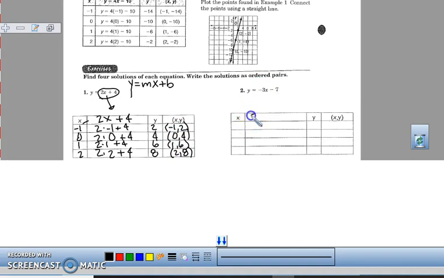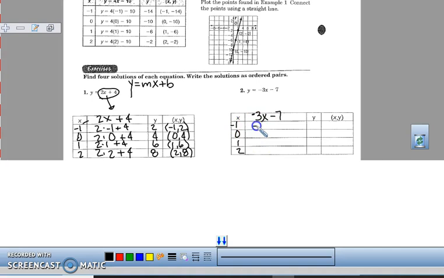All right, for this one, we're going to bring that down, negative 3x minus 7. If you want to change that minus 7 to a plus negative when you're solving, you may. Again, I like to pick small numbers, and I always like to pick at least one negative. So I usually pick these numbers. For homework, you'll see that I've picked the numbers for you there as well.